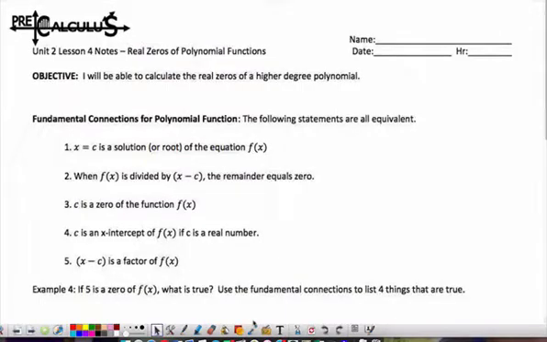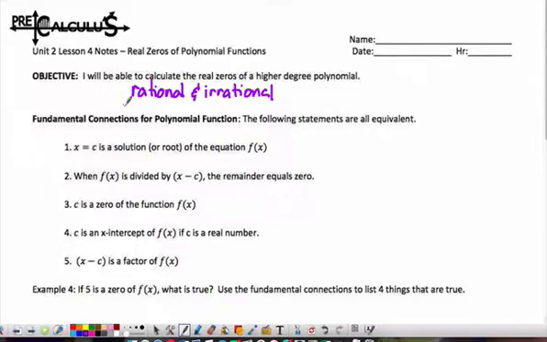Okay, welcome to 2.4, Real Zeros of Polynomial Functions. So your objective is, I will be able to calculate the real zeros of a higher degree polynomial. And real, remember, means rational and irrational. So what we're not going to cover here in this video is our imaginary zeros. So just rational and irrational.